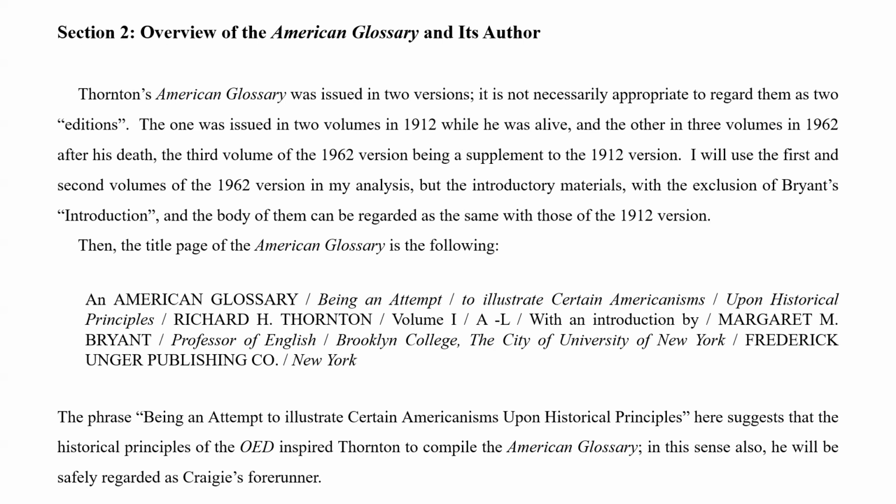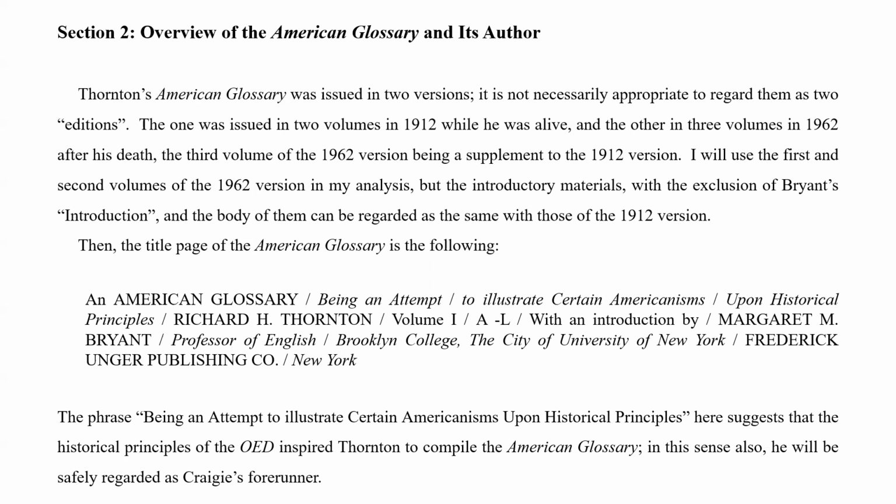Section 2. Overview of the American Glossary. Thornton's American Glossary was issued in 2 versions. It is not necessarily appropriate to regard them as 2 editions. The one was issued in 2 volumes in 1912 while he was alive, and the other in 3 volumes in 1962 after his death, the 3rd volume of the 1962 version being a supplement to the 1912 version.